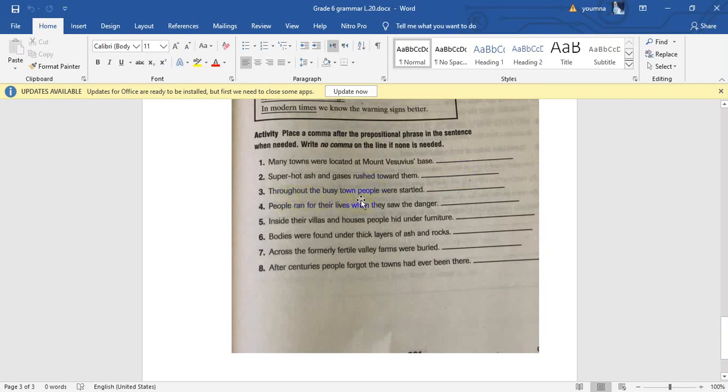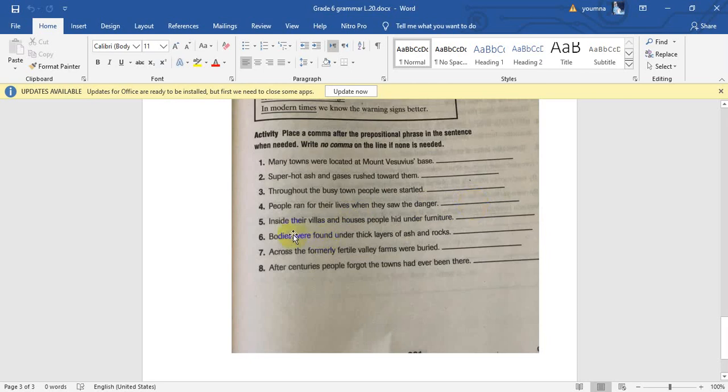Throughout the busy town, people were startled. So throughout the busy town, here we have 4 words and they are at the beginning and they can be separated from the other words, so after town you will put a comma here. Number 4, people ran for their lives when they saw the danger. For their lives here. Can we add any comma? No, it's part of it. So you put here no comma for number 4.